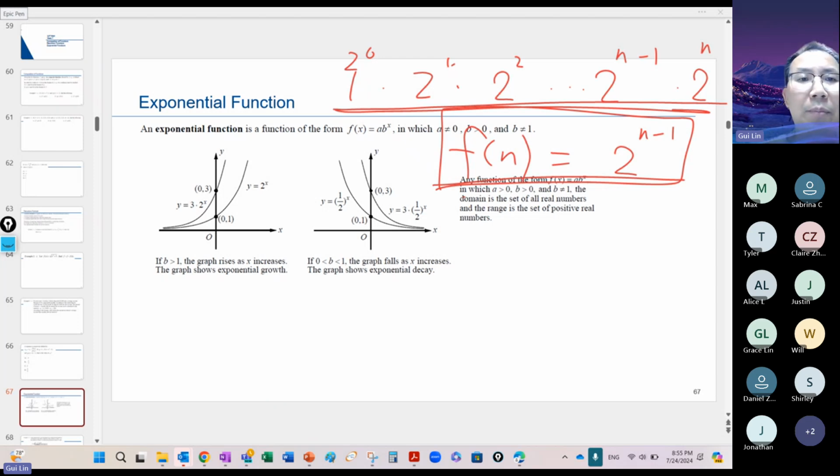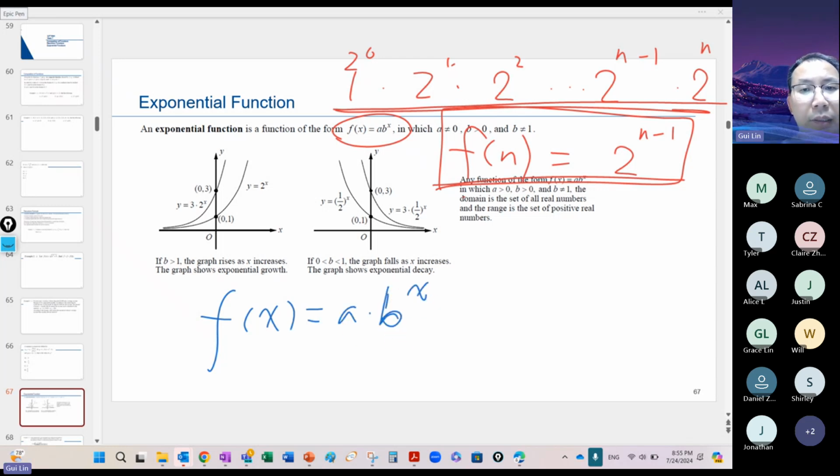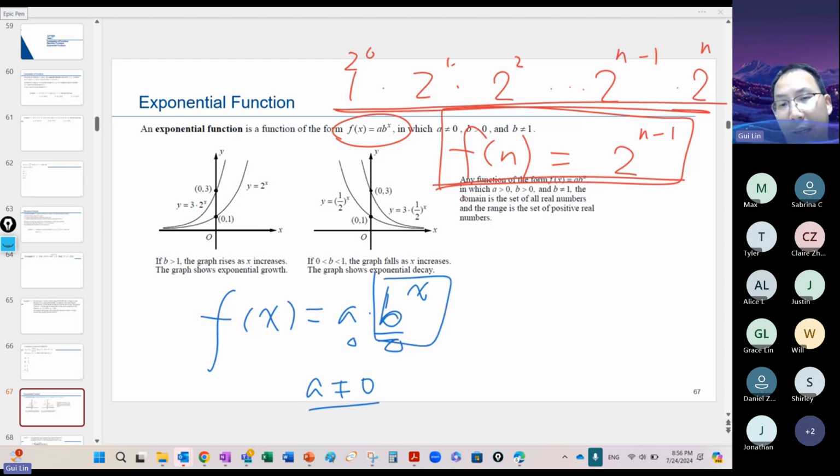So let's describe it more generally. An exponent function is in this format: a times b to the power x. Suppose a is not equal to 0. If a equals 0, everything is equal to 0, so a definitely cannot be 0. It should be some decent number. And b is a positive number, but b does not equal 1. If b equals 1, the result is always 1, whatever the power. So it will be a little bit different.